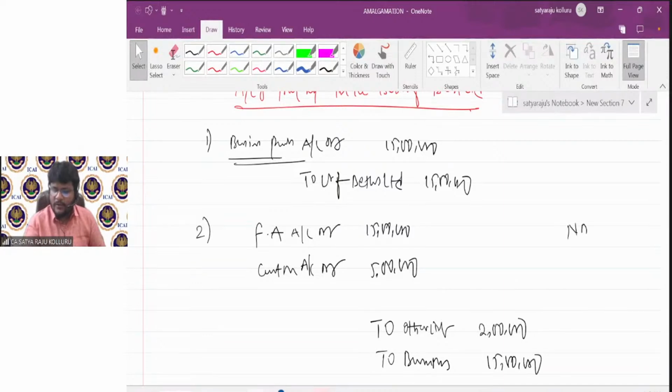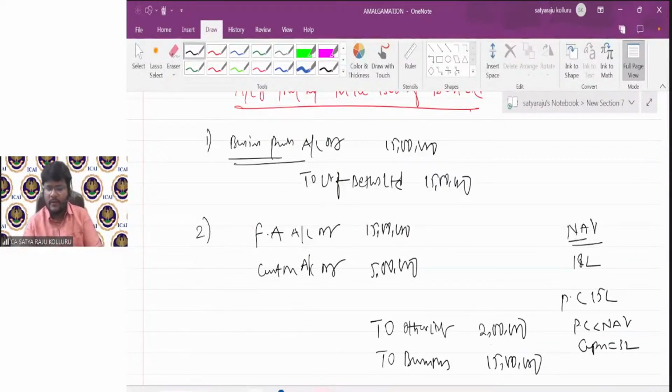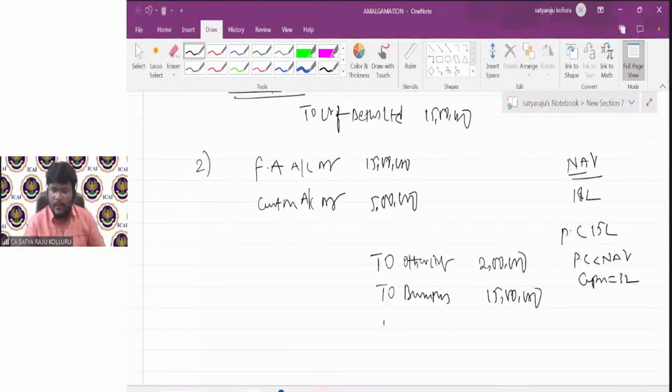Now if you cross check, the NAV is how much? 15 plus 5, 20, 20 minus 2, 18. 18 lakhs is the NAV. PC is how much? 15 lakhs. So PC is less than the NAV. If PC is less than the NAV, which is capital reserve equal to 3 lakhs. Then you can incorporate here capital reserve, which is 3 lakhs.